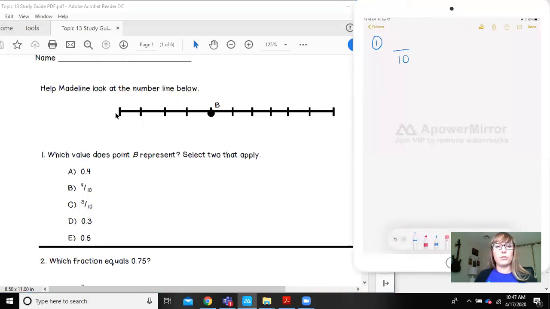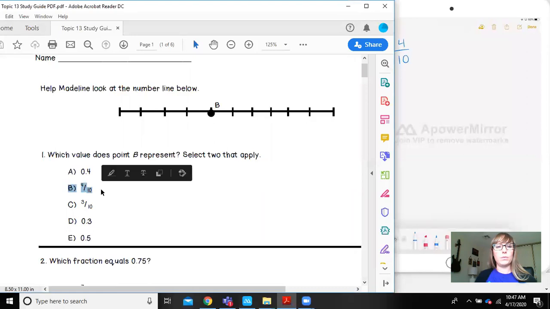Now we have to determine where B is on this number line. So we start over here again and we count. We see it's 1, 2, 3, 4. So B is on the fourth mark out of 10 altogether. That means it is 4/10. Now we see 4/10 right here, so this would be one of our answers.